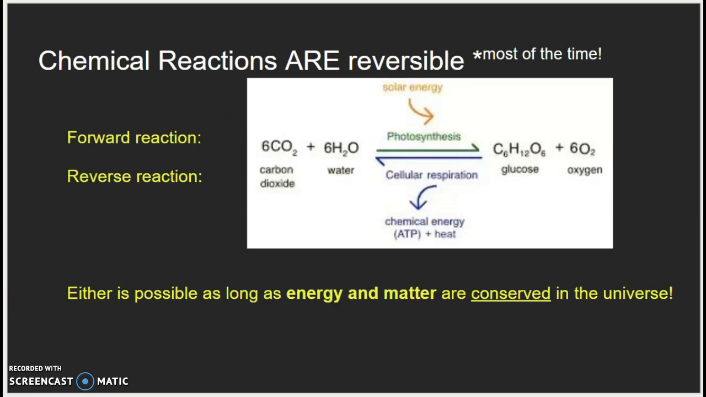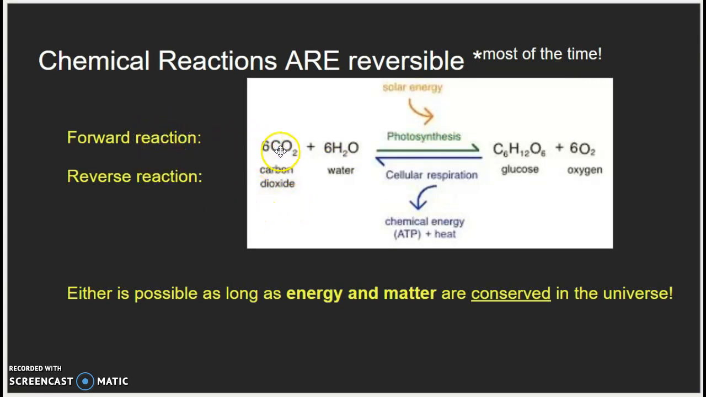Now, a lot of you guys will say that the difference between chemical and physical changes is that chemical changes can't be reversed, but that's actually not true, and most people don't learn that until they get to chemistry. Chemical reactions can be reversed, so they are reversible most of the time. Sometimes it would be really, really difficult to make it go back, but most reactions have a forward and reverse reaction.